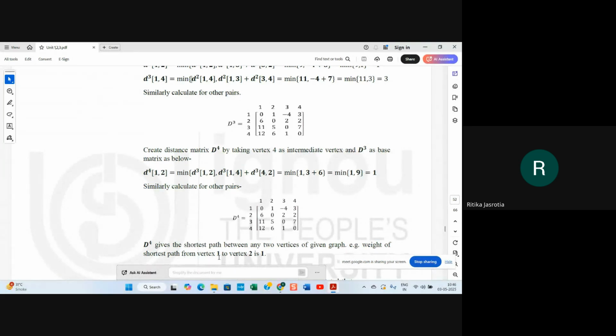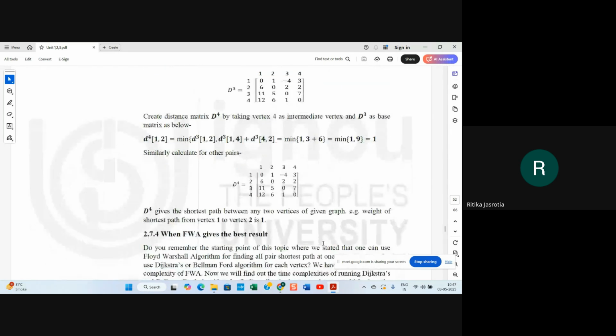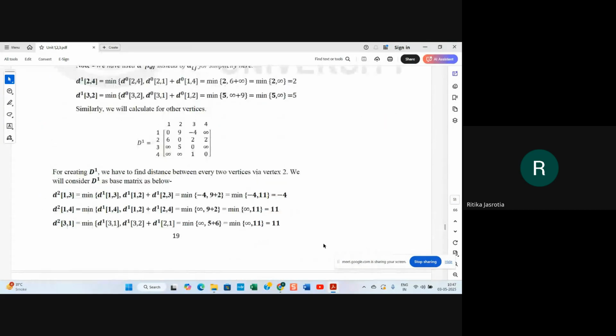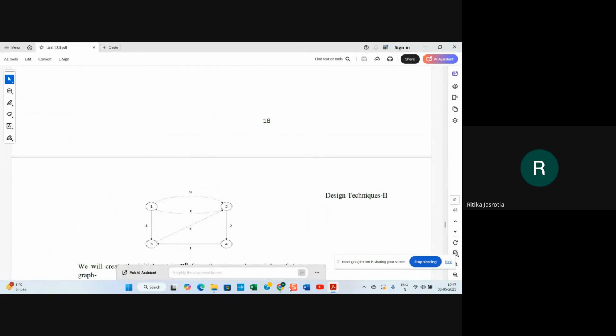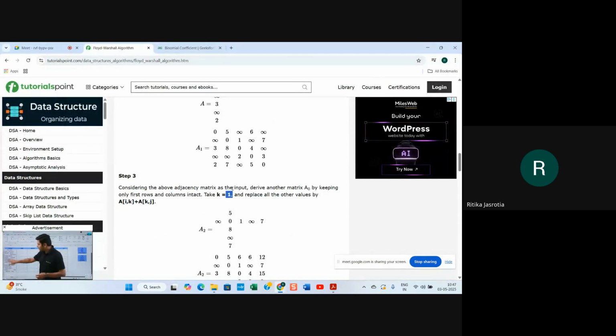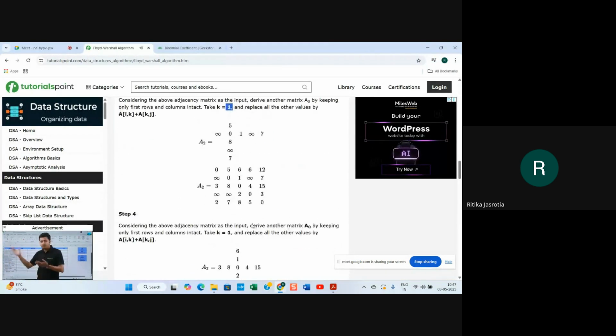of a given graph, that is, the weight of the shortest path from one vertex to another. So vertex 1 to vertex 2, what is the shortest path? 1. Vertex 1 to vertex 3, shortest path is -4. Vertex 1 to vertex 4, shortest path is 3. Vertex 2 to 1 is 6. 2 to 3 is 2. Like that, the weight. This is how they are found out. This is how we are finding out. We were finding out correctly in this one, but here the answer they have not given it correctly.